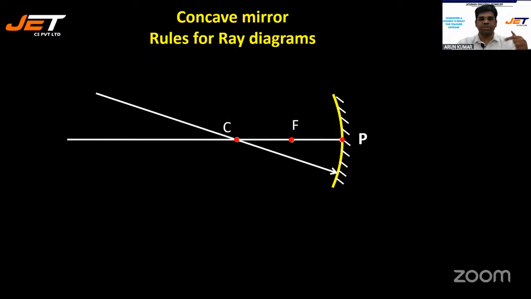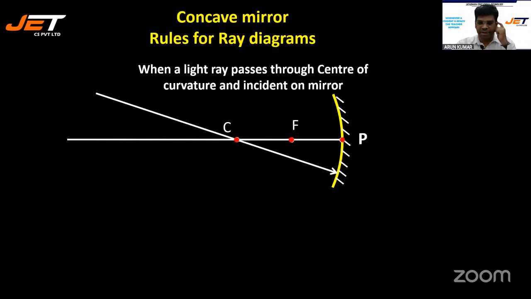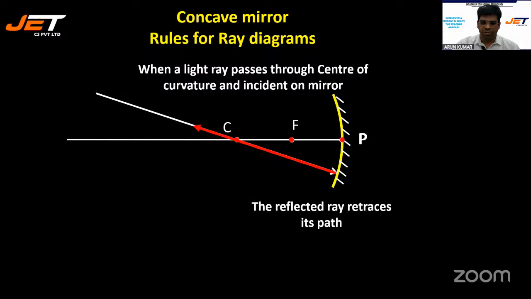If a light ray passes through the center of curvature, it will hit the mirror perpendicularly, rebound perpendicularly and retrace its path. The white arrow is the incident ray, and the reflected ray is the red arrow passing back through the center of curvature again. So the reflected ray retraces its path.